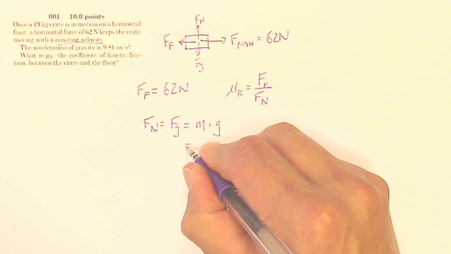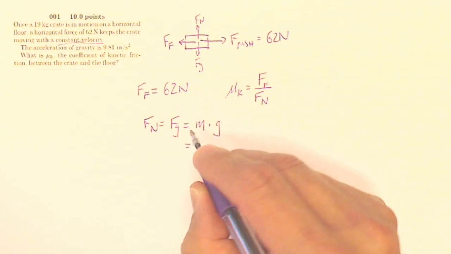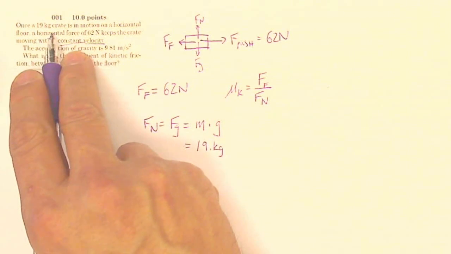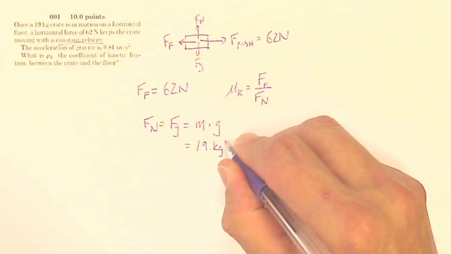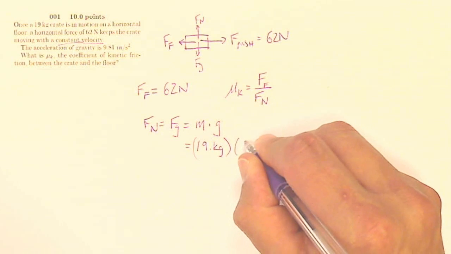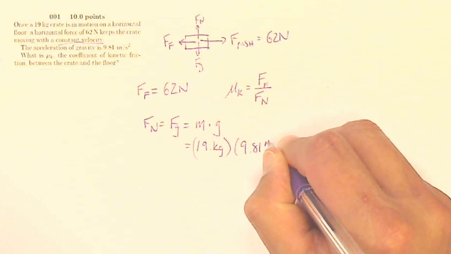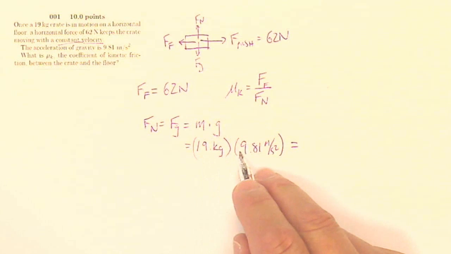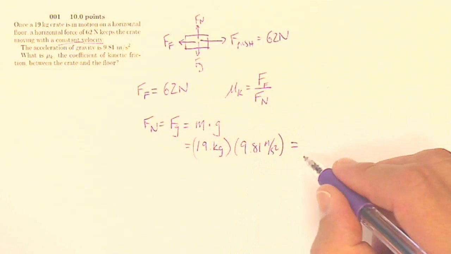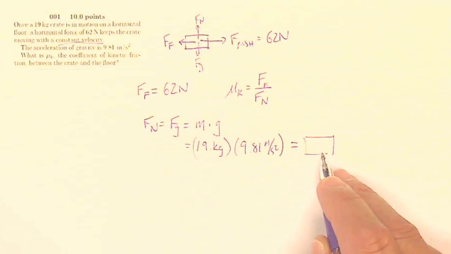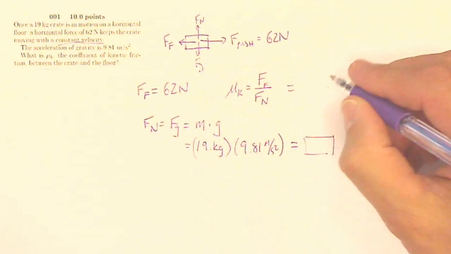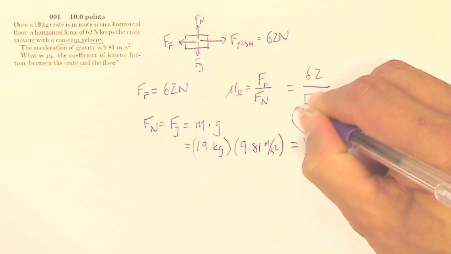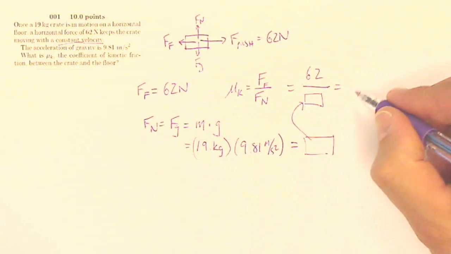So that's going to be my gravitational force. The mass is 19 kilograms for me. That's what it tells me right here, a 19-kilogram crate, times my acceleration of gravity, which is 9.81 meters per second squared, and that's going to give me about 190 newtons, just a little bit less. So whatever that is, that's my normal force. So now I'm going to have my force of friction, which is 62, over my normal force, which I just figured out here, and that will give me my coefficient of friction.